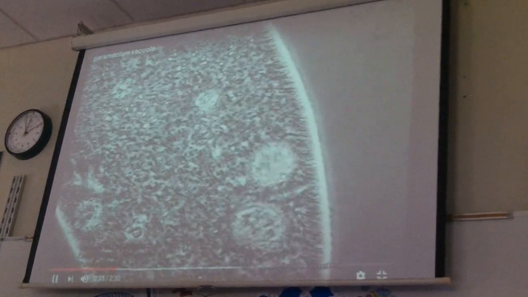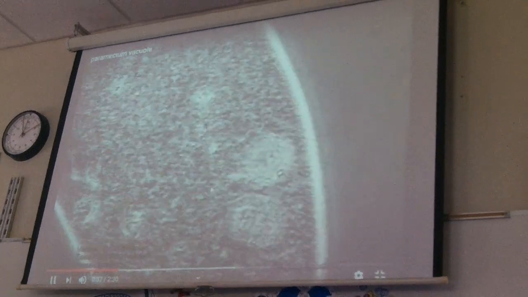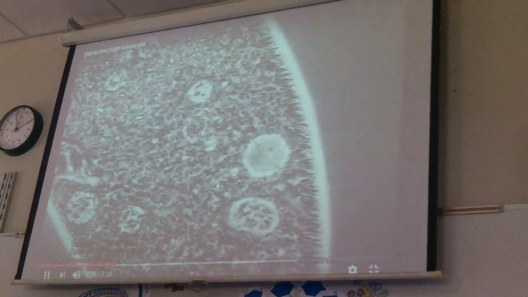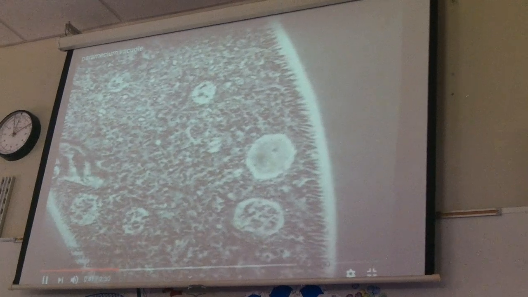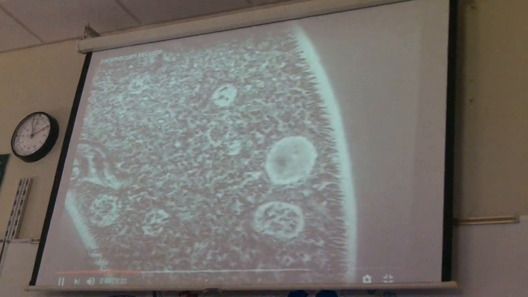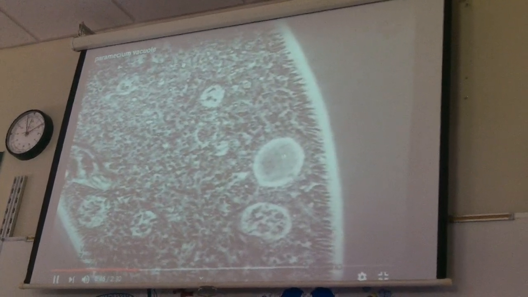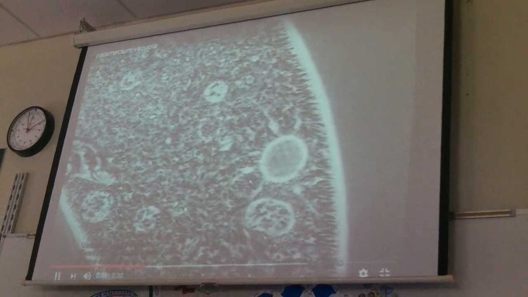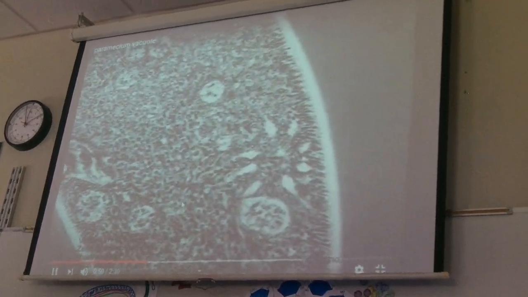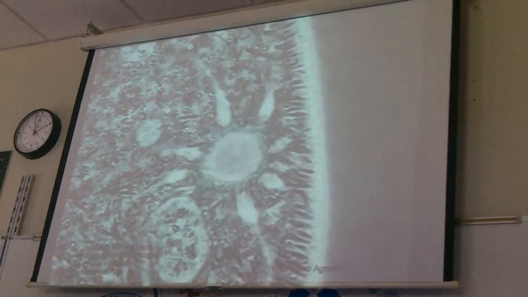Go ahead, squeeze. There's focus. Okay, here we go. We're going to squeeze the water out. Looks like there's a little hole right there that the water will go out. Isn't that cool? Mm-hmm.